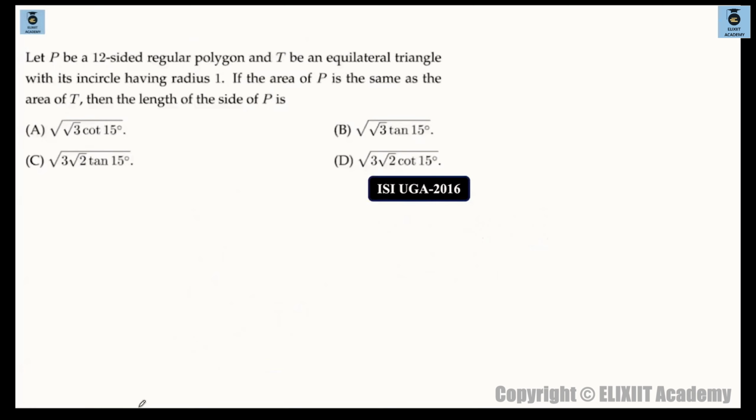Let P be a 12-sided regular polygon and T be an equilateral triangle with its incircle having radius 1. If the area of P is the same as the area of T, then the length of the side of P is how much? First of all, we have P to be a regular 12-sided polygon over here.